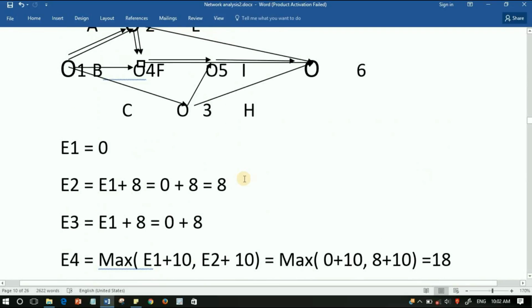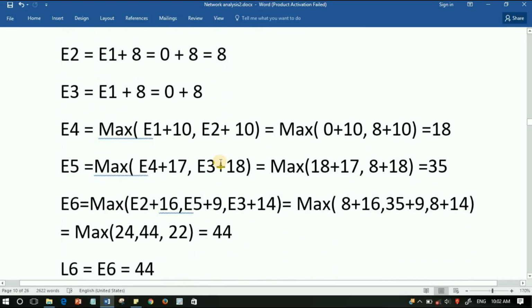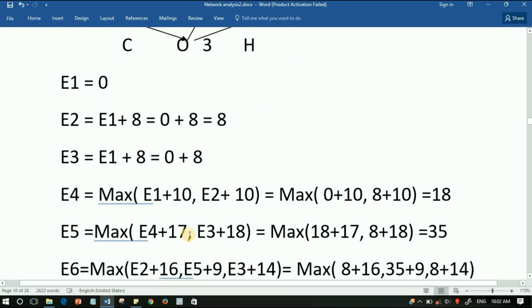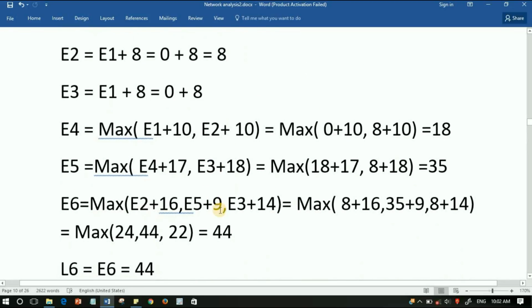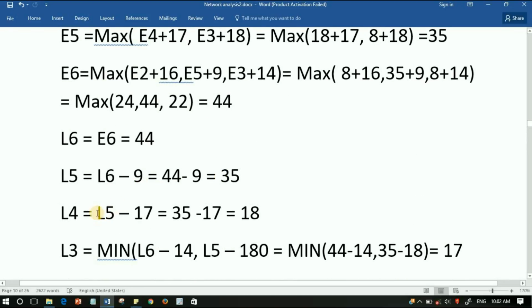Then we are going to calculate the latest event time. We start from the last event, that is L6. L6 and E6 are the same, that is L6 is equal to E6 is equal to 44. Then just below, L5. L5 is equal to L6 minus, not adding, subtracting the activity duration. So we get 44 minus 9. L4 is equal to L5 minus 17.